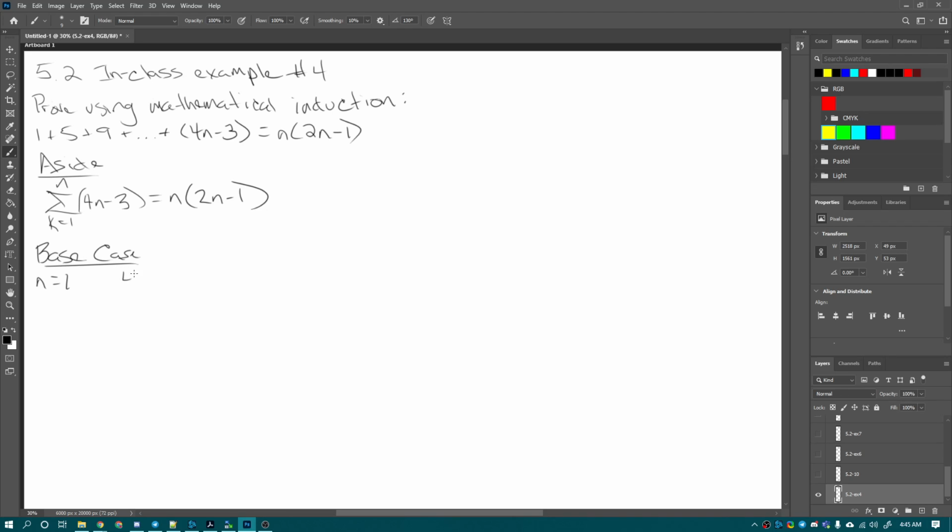So we're just taking 4 times 1 minus 3, and we're asking if that's equal to 1 times 2 times 1 minus 1. 4 times 1 is 4, minus 3 is 1. Sorry, 2 times 1 is 2, minus 1 is 1. 1 times 1 is 1. So we've proven our base case. Now we're going to do the induction hypothesis.